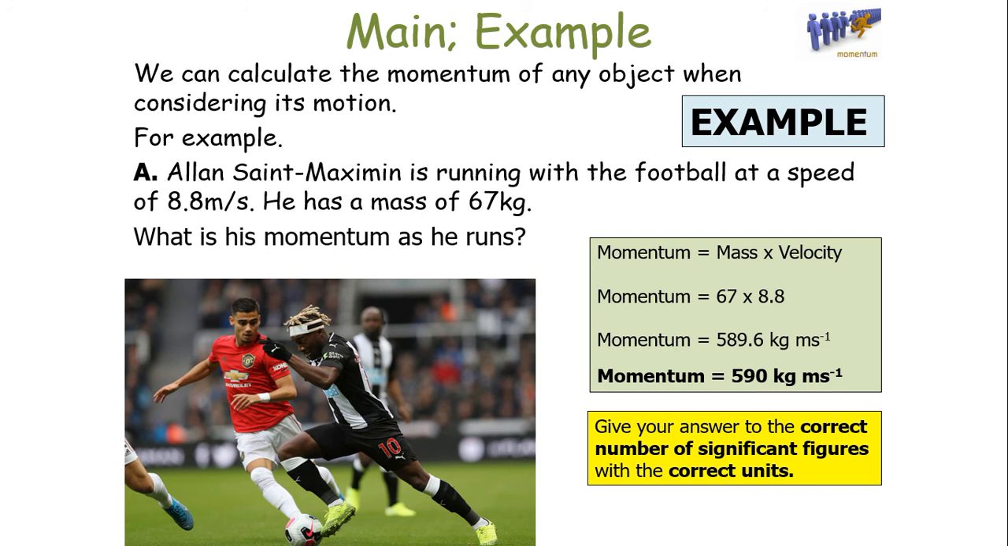So you write out the equation. Momentum equals mass times velocity. You check your mass is in kilograms and your velocity is in meters per second. You then put them into the equation and you show that before you do a calculation, to prove to the examiner you know what the mass is and you know what the velocity is. You then calculate your value and you get 589.6 kilogram meters per second. But then we look at our values and we see there are two significant figures in the question, from 8.8 and 67. So we write our answer to two significant figures, 590 kilogram meters per second.